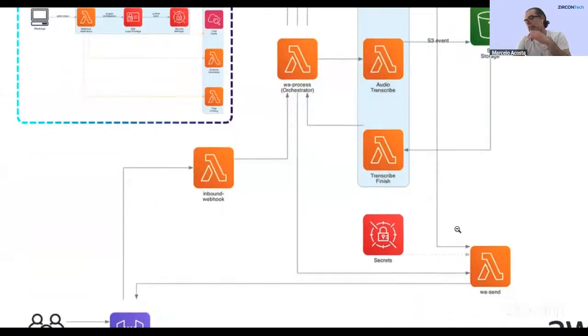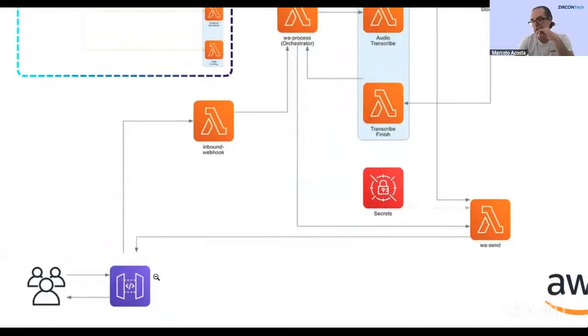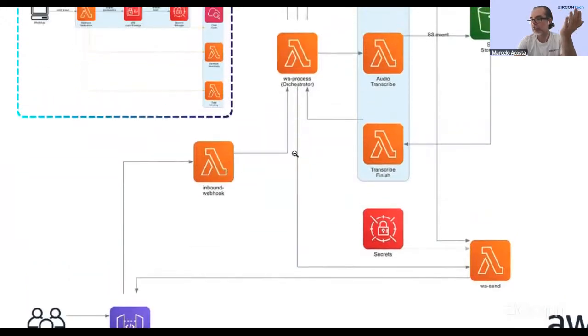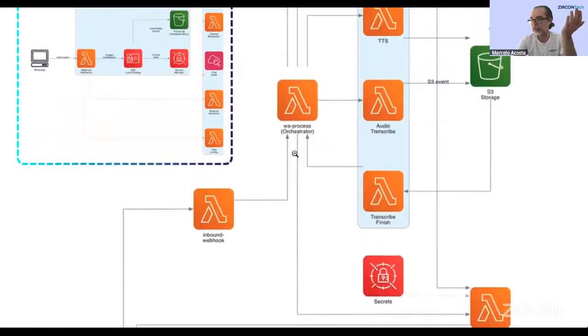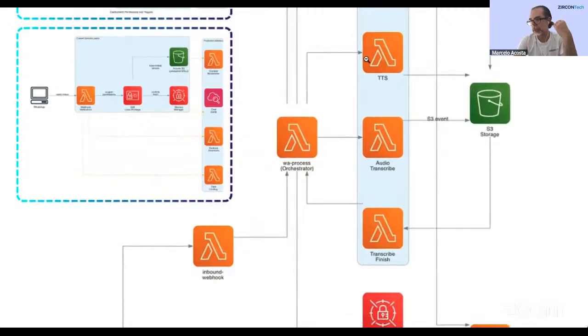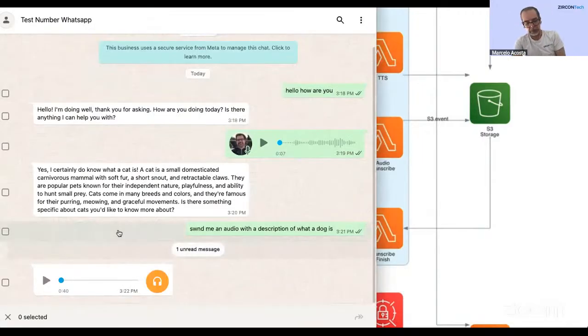Again, what's happening here is the message is sent and processed here. This text is, okay, what do I need to do here? I need to create an audio. How do we create an audio? We call this function. This function calls Amazon Polly, creates the audio that is stored here and sent back for processing. Here we got it.